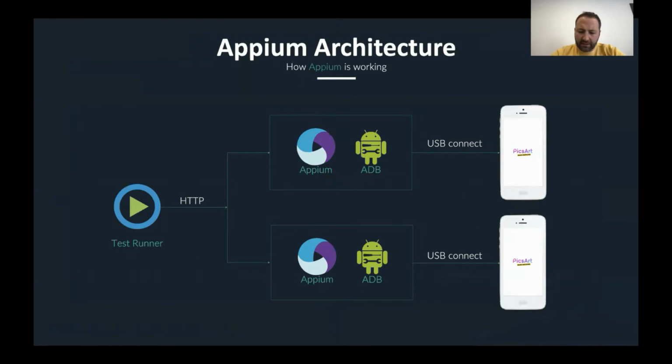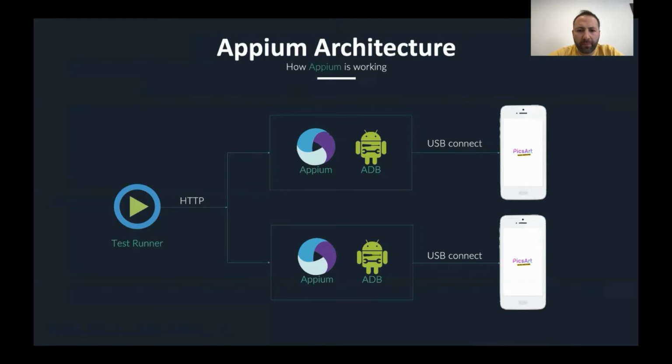So let's go through the basics in the beginning to understand how the Appium architecture works. The first part, as you see, is the test runner, which connects to the Appium server with the API, and the Appium server communicates with the phone by ADB commands using the USB connection. Basically, this is the main architecture of Appium.